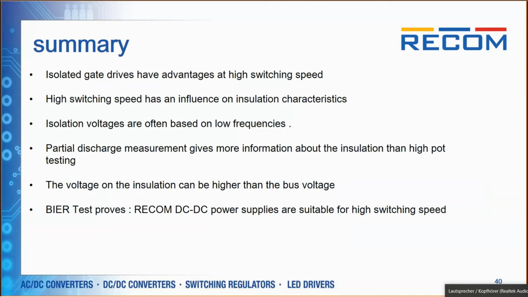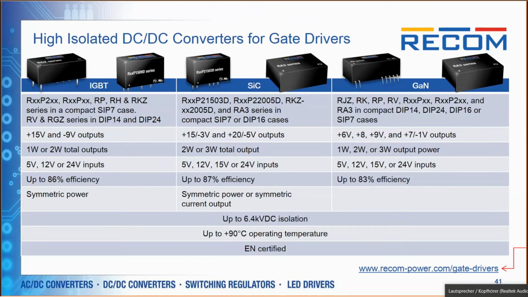And with our test, we have proved that the RECOM DC-DC power supplies are suitable for high switching speeds. So we have a lot of DC-DC converters for gate drivers, even for IGBT, SiC and GaN, but you can also use them for silicon MOSFETs as well. So we have ranges from 1 to 3 watts. And the RR3 series, which will come up next year, is also an SMD variant. And here we have different isolation versions, which go up to 6.4 kV DC.